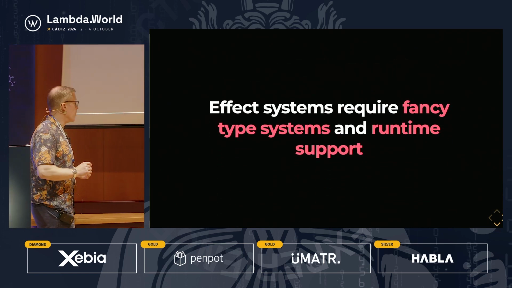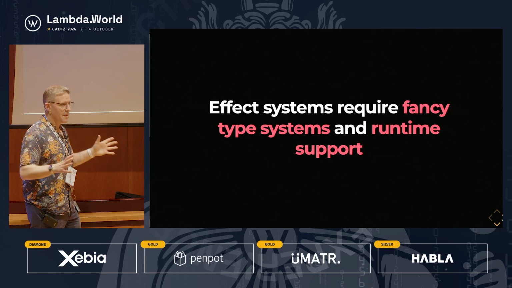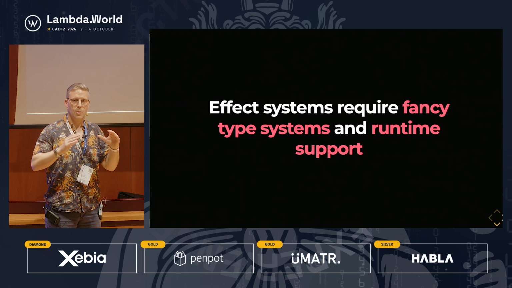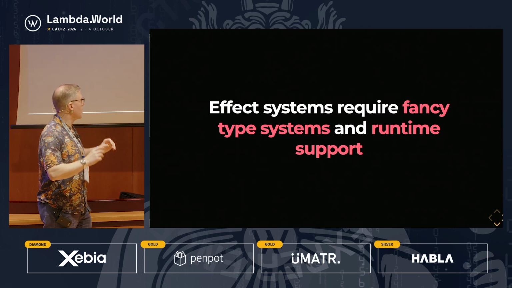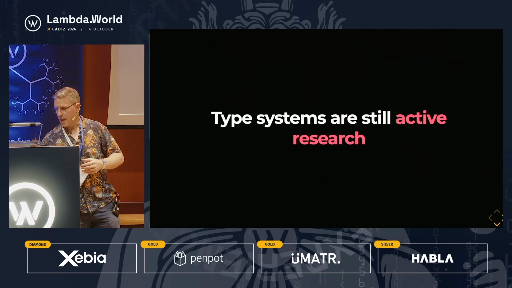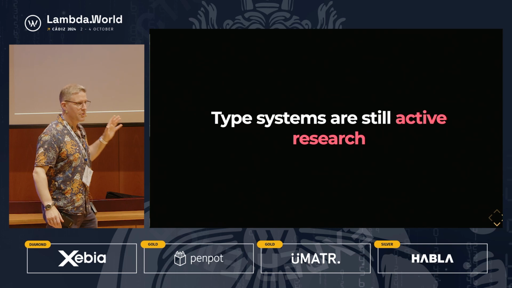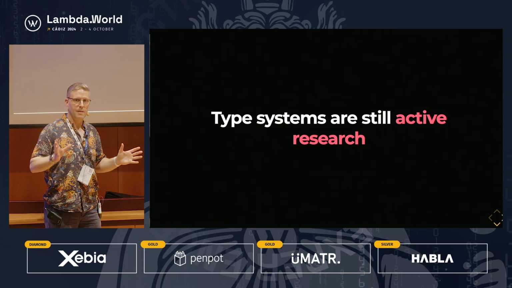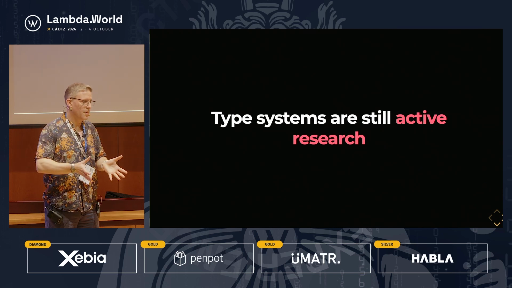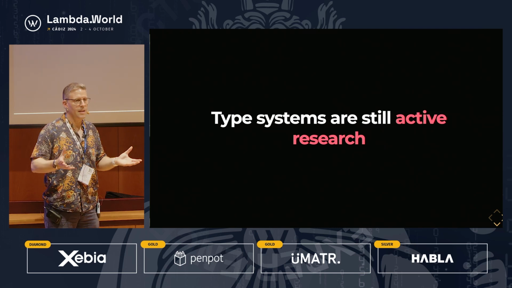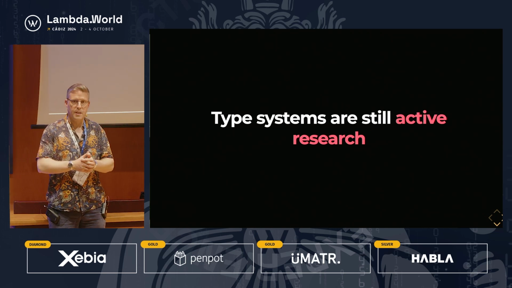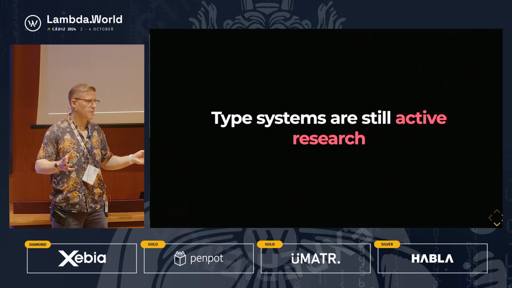So the two things that go into effect systems. Fancy type systems, which we all love. I've avoided talking about the type systems so far because I didn't want to talk about specific types. And then the runtime support that goes into making effect systems work. So yeah, type systems are still active research. There's lots of papers published about the different type systems for effect systems. It's not at the point where we have a generally agreed upon implementation strategy or set of features like we do for, say, algebraic data types or type classes. Different languages support different things. So I can't say much that would generalize across different languages here.